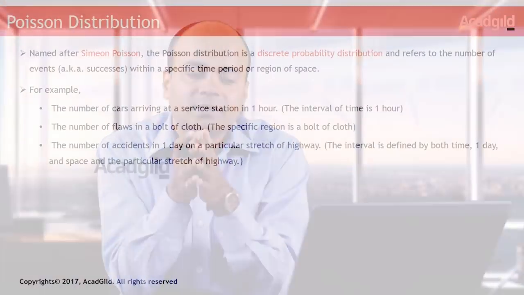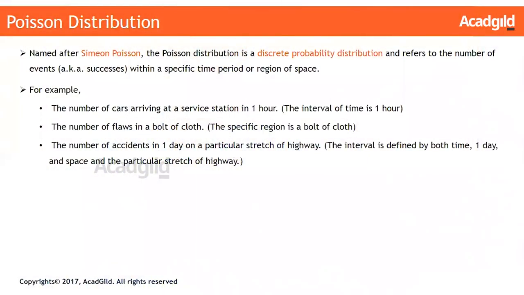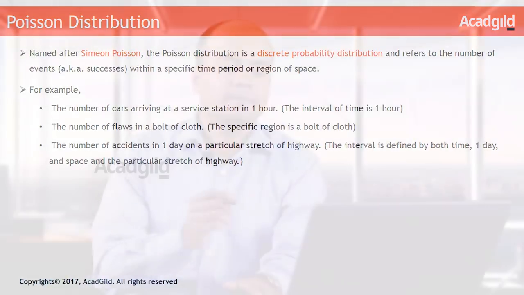When the probability of occurrence is very low, the time limit is defined, and many things can happen in that time, such a distribution is usually a Poisson distribution. The number of accidents in a day on a particular stretch of a highway, the number of cars arriving at a service station in 1 hour, the number of flaws in a bolt of cloth, the number of mistakes on a page of a book, these are all Poisson distributions.